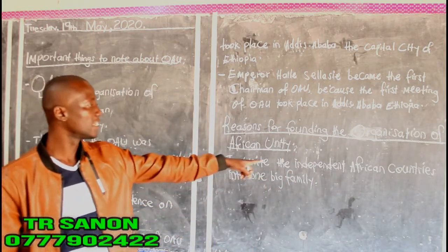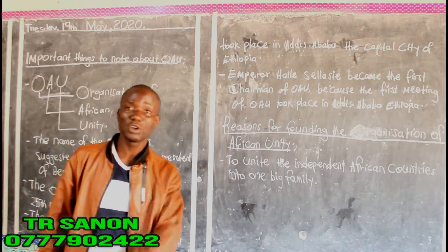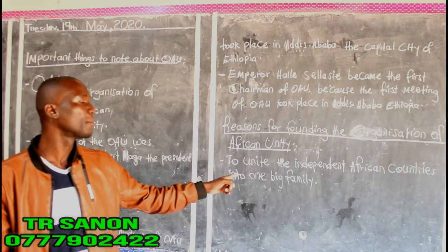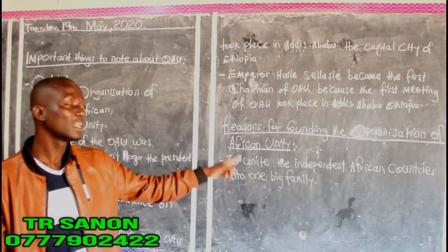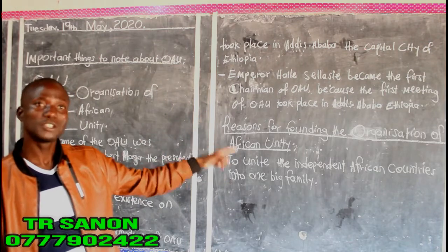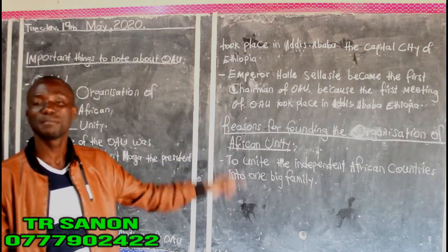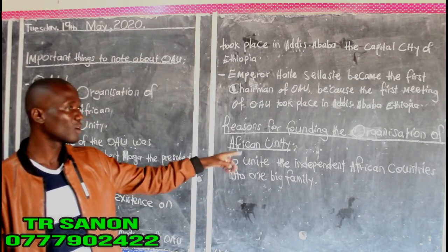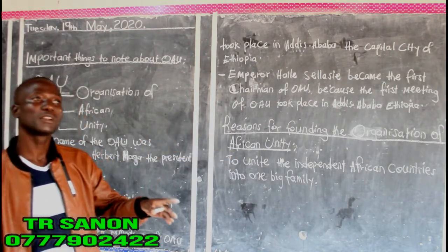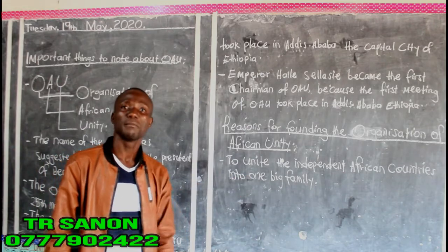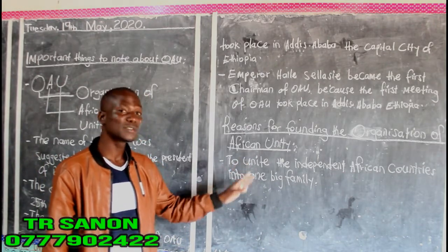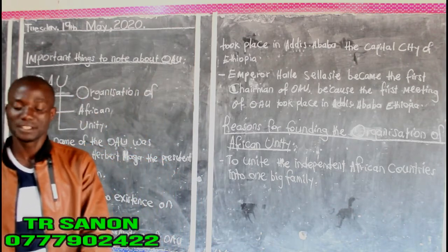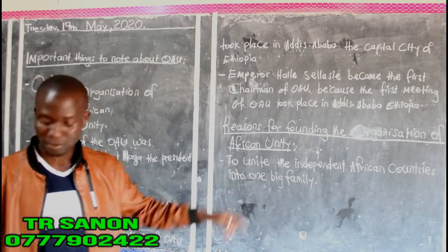It was to unite the independent. Remember, independent: condition number one that qualified a country to become a member of the organization was that it must have attained its independence from its colonial master. Meaning, any country that was still under colonialism, like South Africa by then, could not become a member. So it was specifically a block to bring together countries that had already attained independence. That's reason number one.